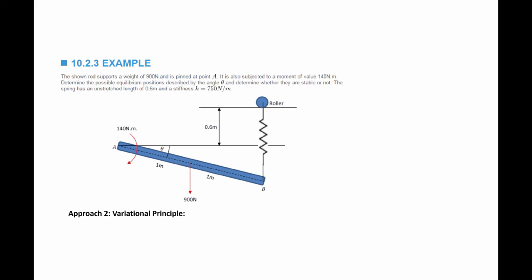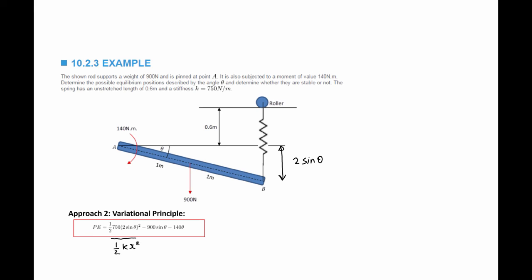And so we're going to utilize the principle of minimum potential energy to identify the difference between these types of equilibrium. The potential energy of the system is equal to the internal energy, which is the energy stored in the spring, minus the work done by the external loads. The internal energy is equal to half kx squared. And so k is equal to 750, half, and the x, which is this distance, is equal to 2 sine theta.